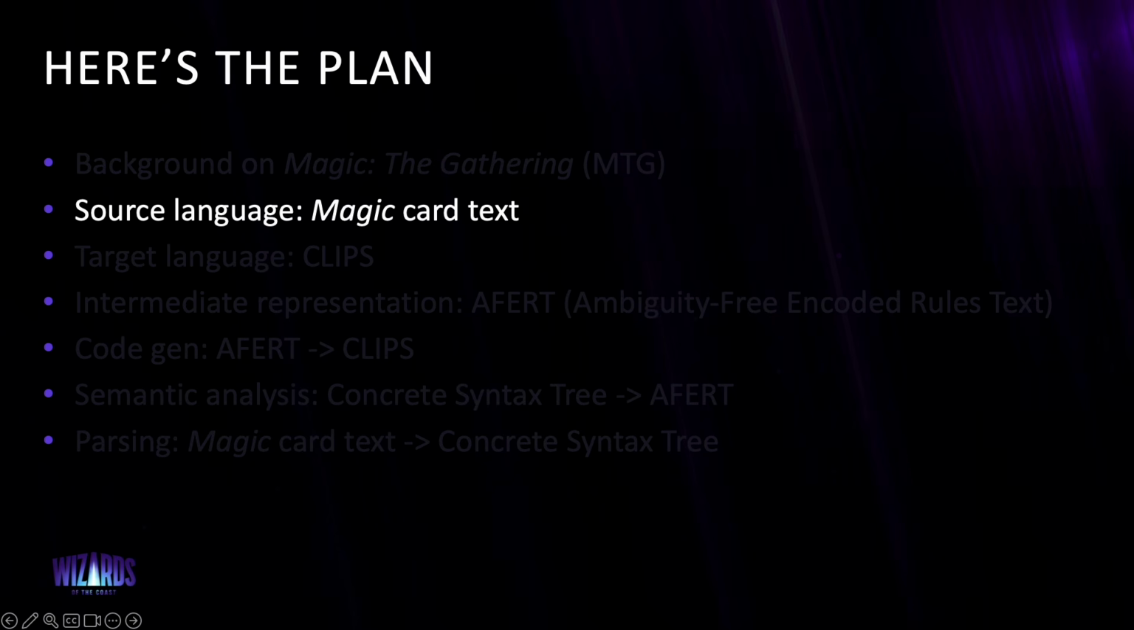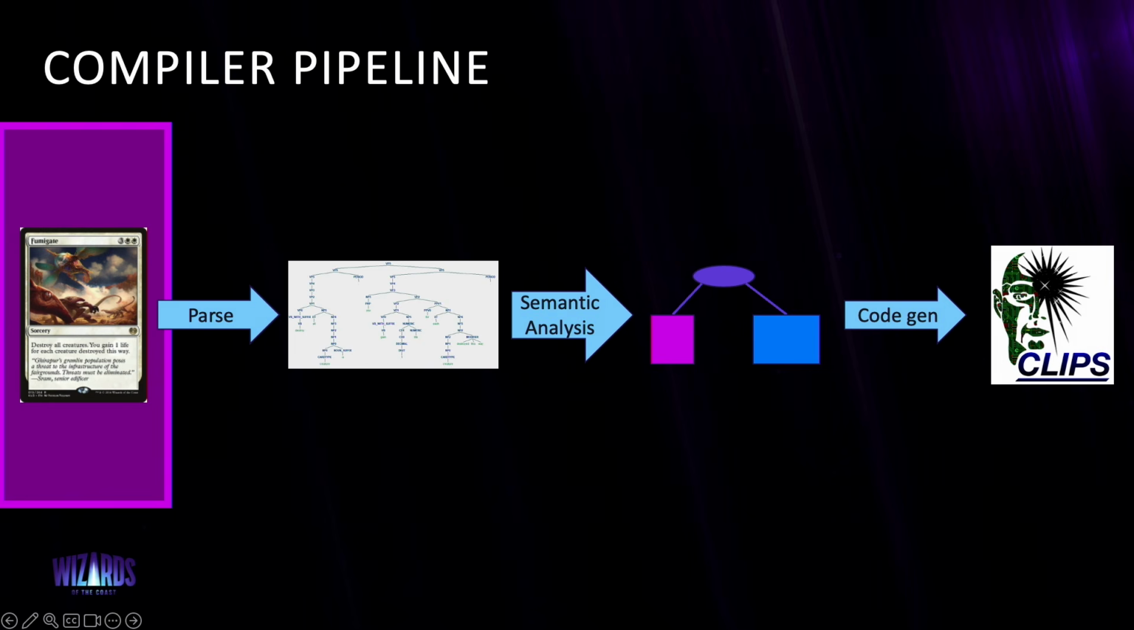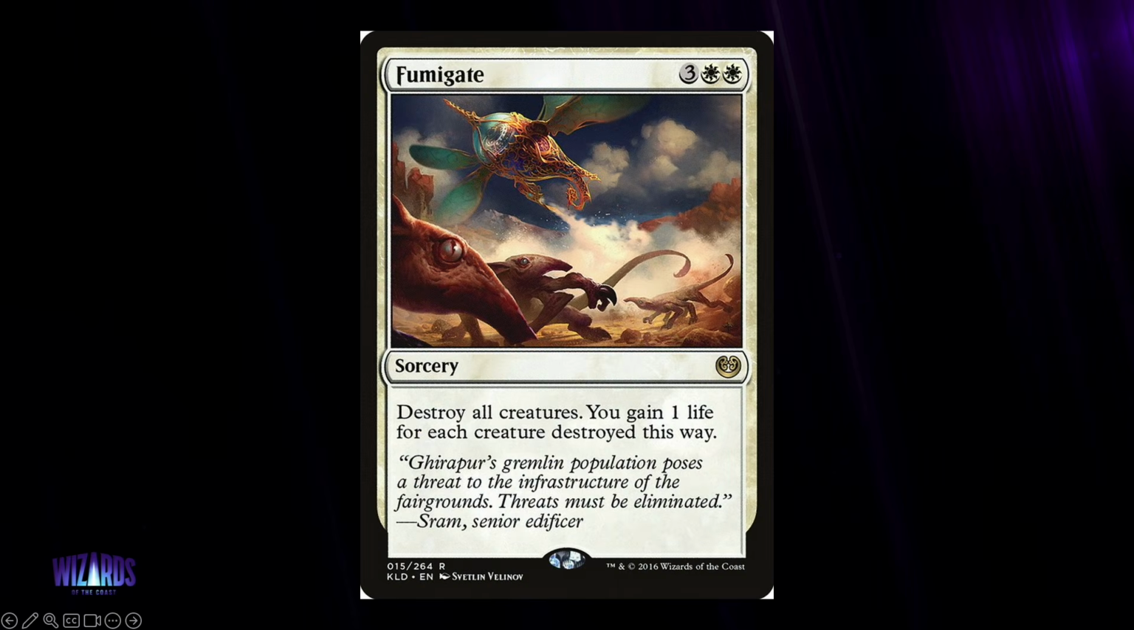So now let's talk a little bit about our source language, which is Magic card text. We're at this point. Here's an example card. We're going to use this as our running example. It's not the simplest card. It's also not the most complex card, just a little enough to be interesting.